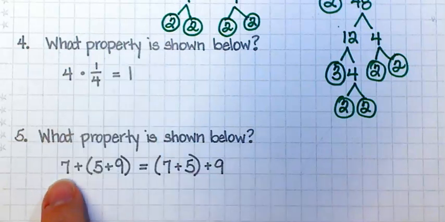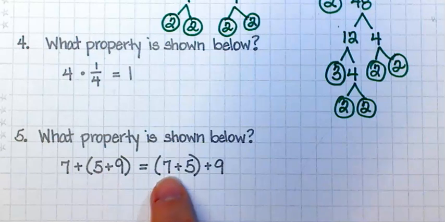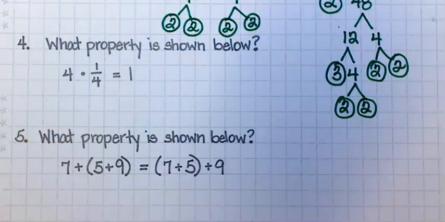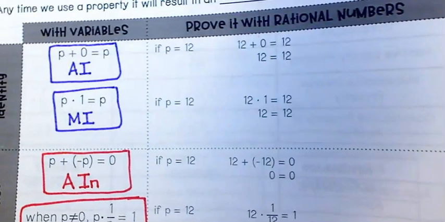Down here, 7 plus (5 and 9) in parentheses equals (7 plus 5) in parentheses plus 9. It's asking you what property. It's not asking you to do math. So you're going to go back to this page, okay?